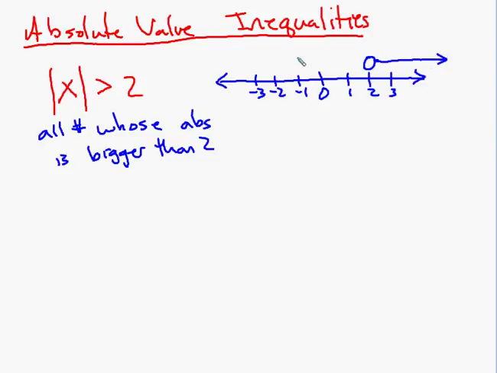Is the absolute value of -1 bigger than 2? No. Is the absolute value of -2 bigger than 2? Yes or no? That's what I'm asking. No, but it's close, right? So I'll put a circle here. Is the absolute value of -3 bigger than 2? Yes. And then all going that way.